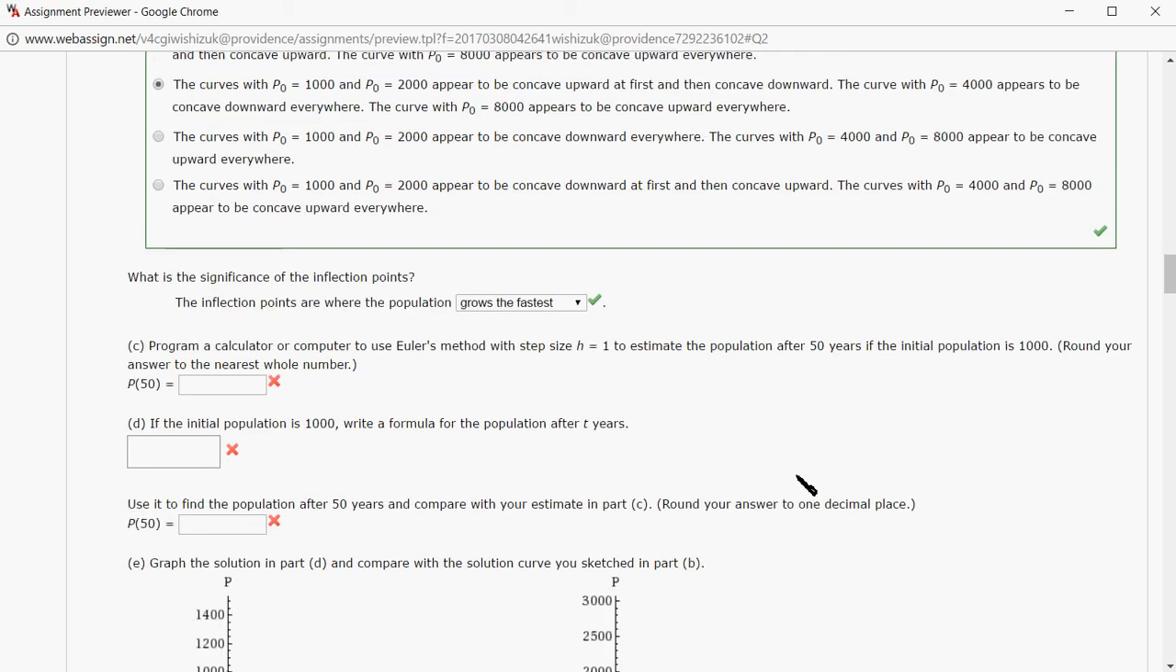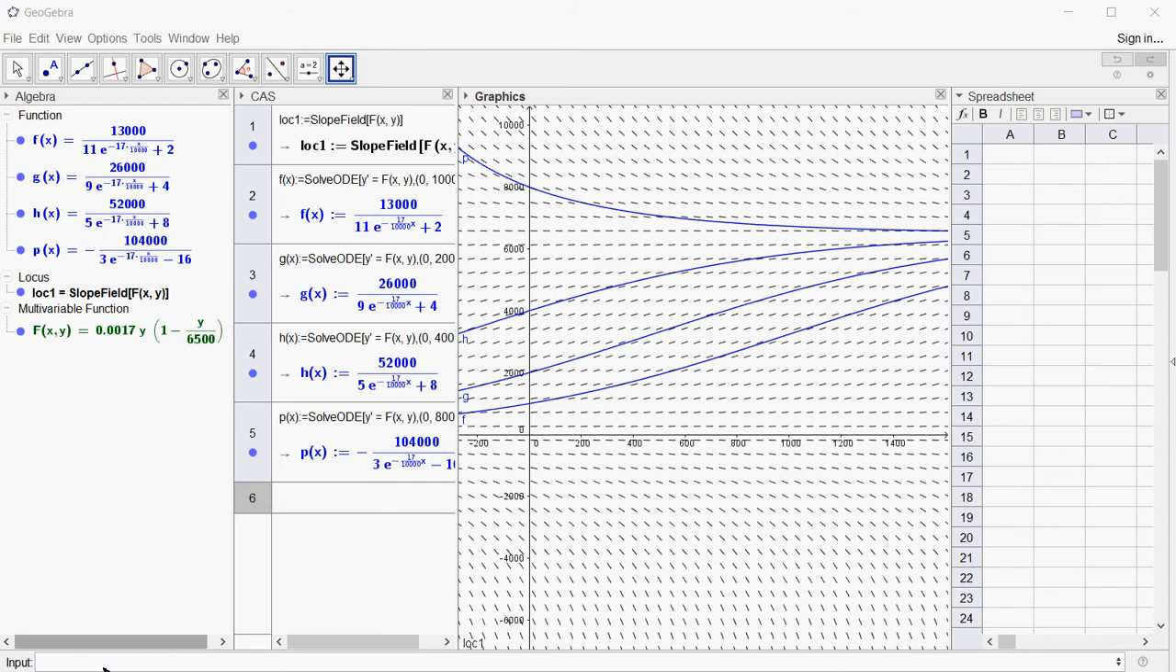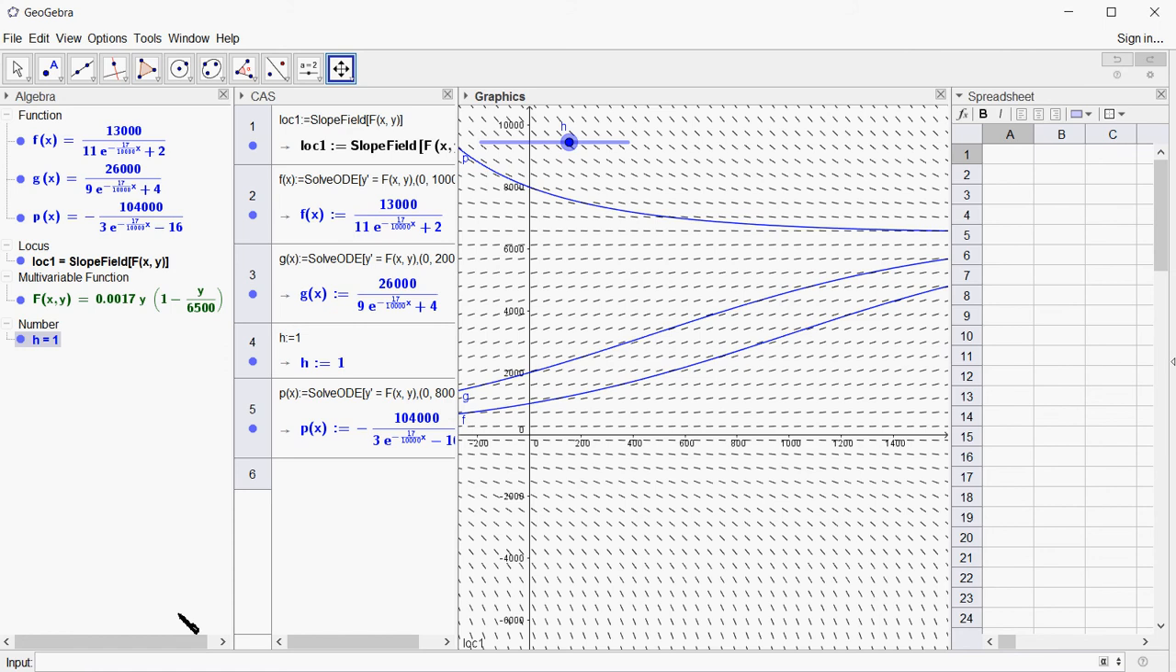Alright, so let's look at part C. Program a calculator or computer to use Euler's method with step size h equals 1 to estimate the population after 50 years, okay? And if the initial population is 1,000, alright? So let's do that. Alright, so I'm going to set h to be 1. Alright, so I'm going to start from 0.